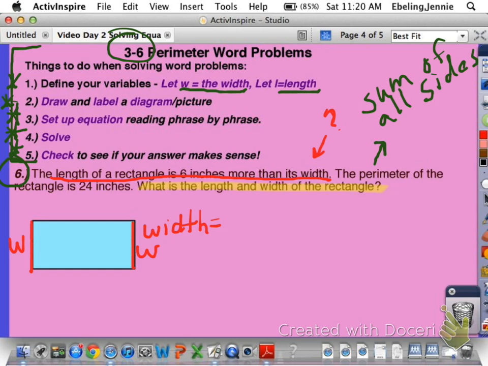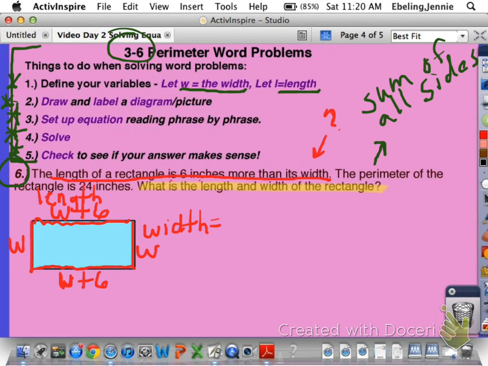Back to that first sentence again. The length of a rectangle, okay, my length is this piece up here, is this piece right here. That length is 6 inches more than the width. Well, I now know that my width is W and 6 inches more is W plus 6. So if that piece is W plus 6, this bottom piece here is going to be the width plus 6, that length.